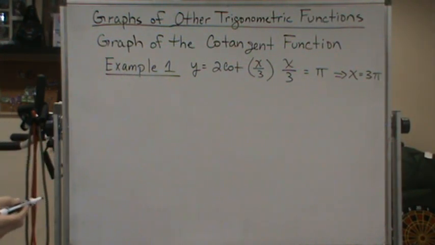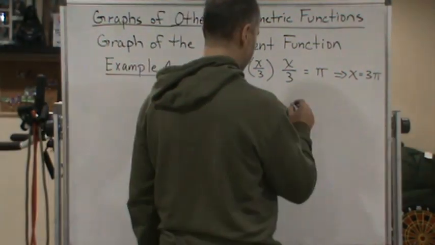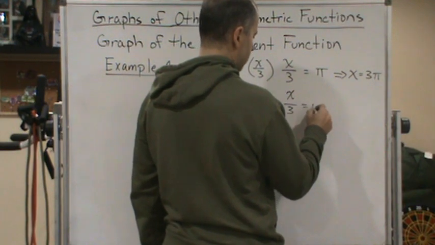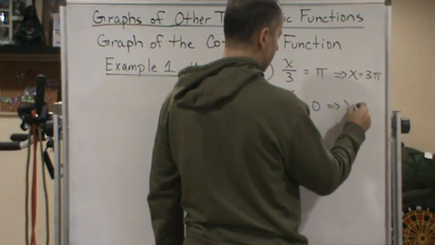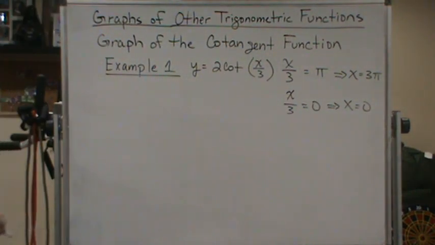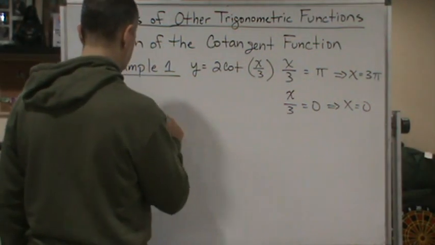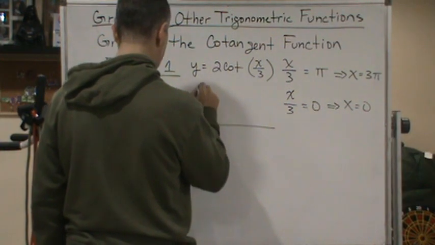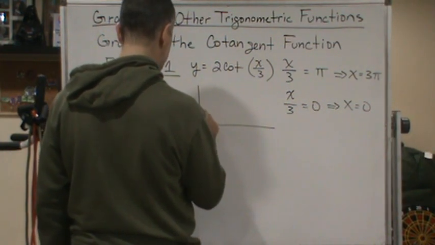And of course, if we set the argument equal to 0, x would also be equal to 0. So we could do that: x over 3 is equal to 0. Obviously, that implies that x equals 0. So there's our two asymptotes, okay? So let's plot what this looks like.